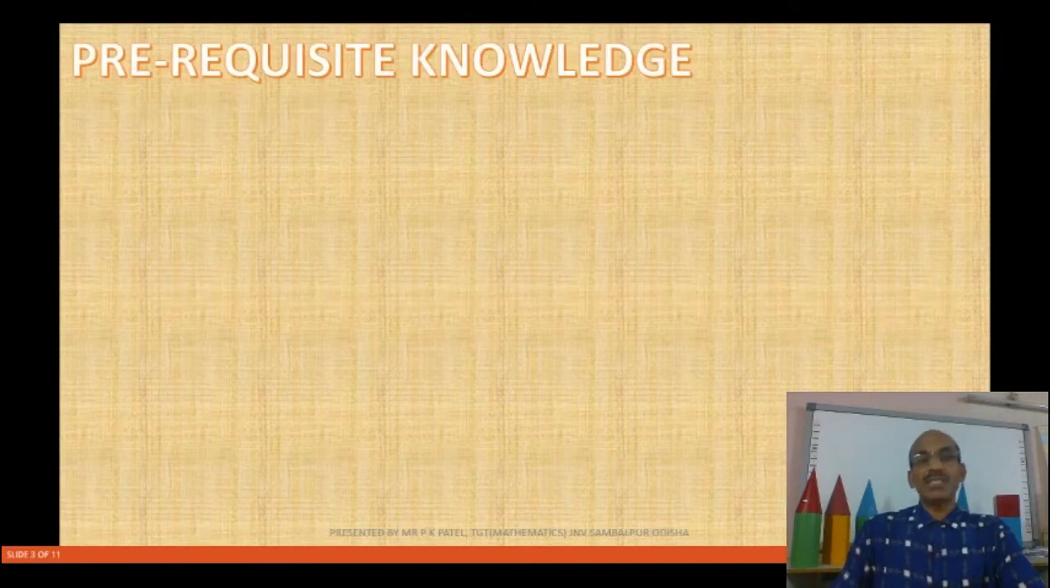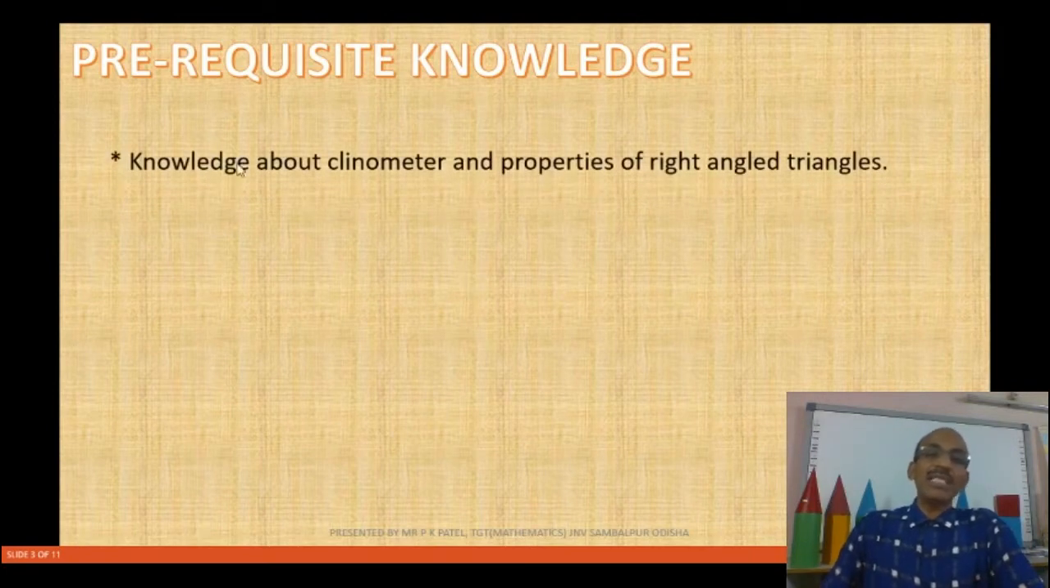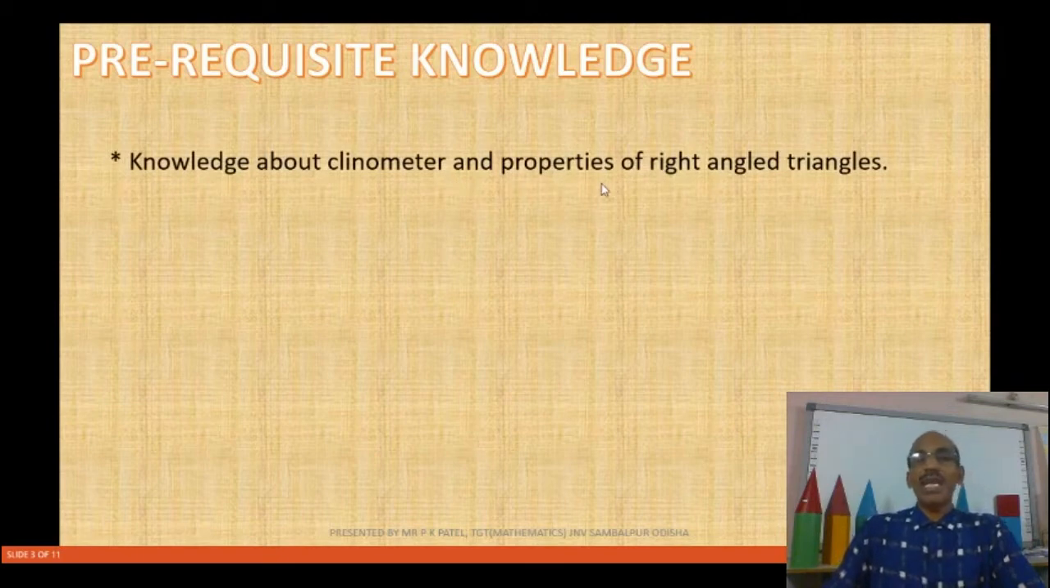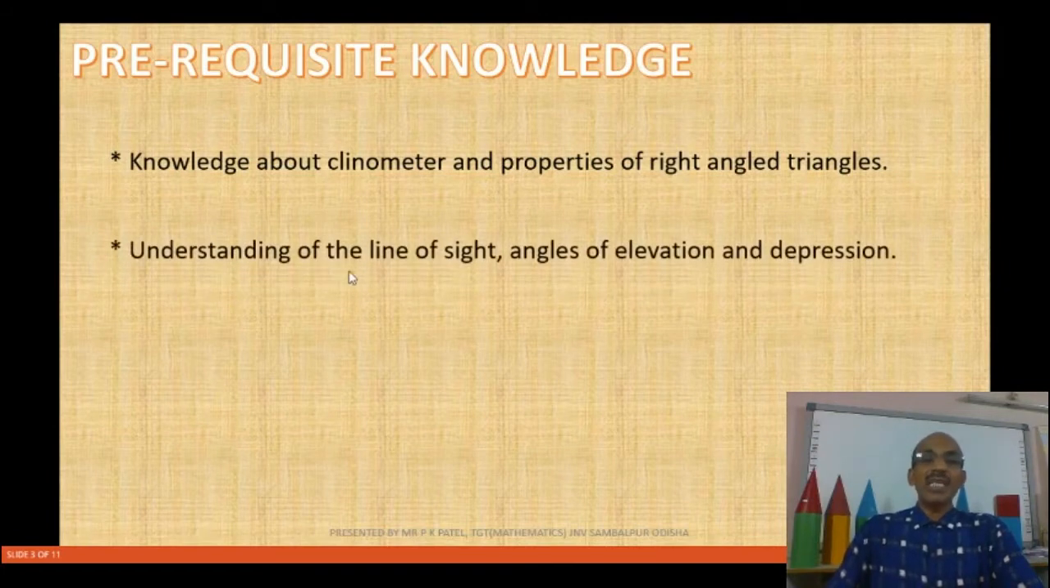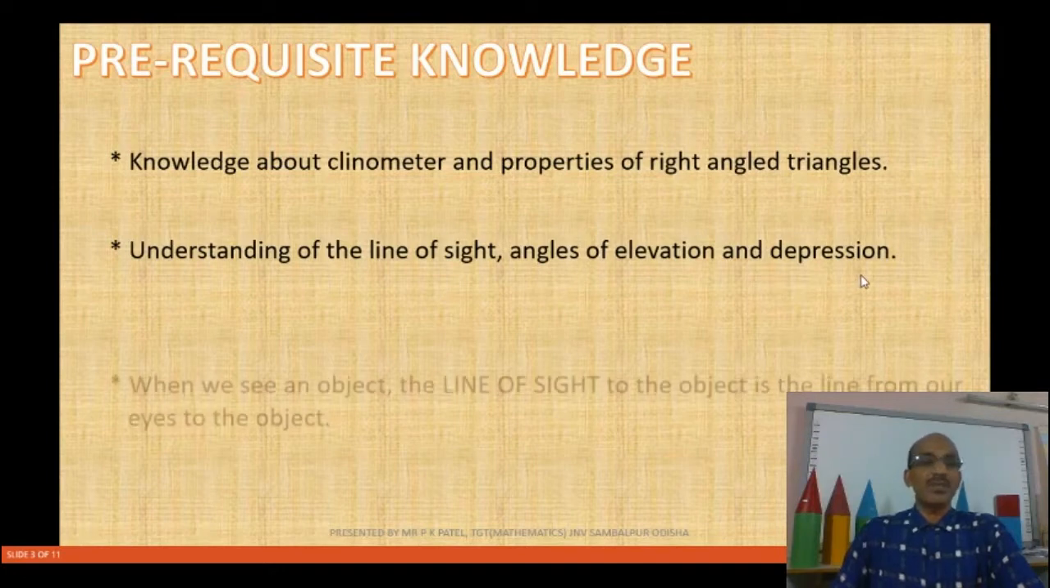Prerequisite knowledge, that means what we have learned already before this chapter. Knowledge about the clinometer and properties of a right angle triangle. We have already learned in the previous chapter on trigonometric identities. Understanding of the line of sight, angle of elevation and angle of depression. In this chapter we have already completed these three terms: line of sight, angle of elevation and angle of depression.